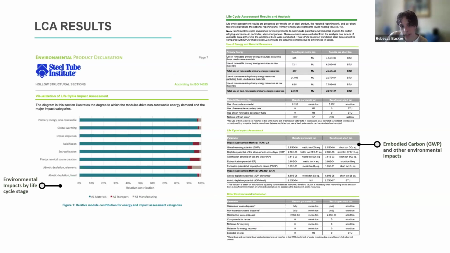And then the last part of the EPD that you'll most likely be interested in is going to be the life cycle impact assessment results. This is where you'll see the global warming potential as well as the other environmental impacts reported per the declared unit or per the functional unit for the product or products that are included in the EPD.